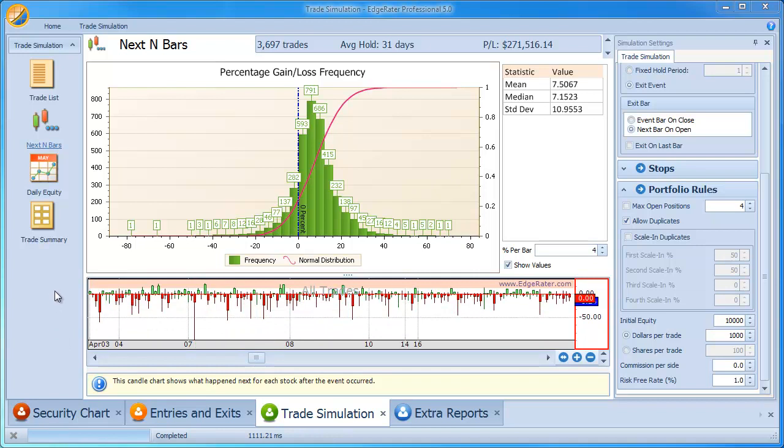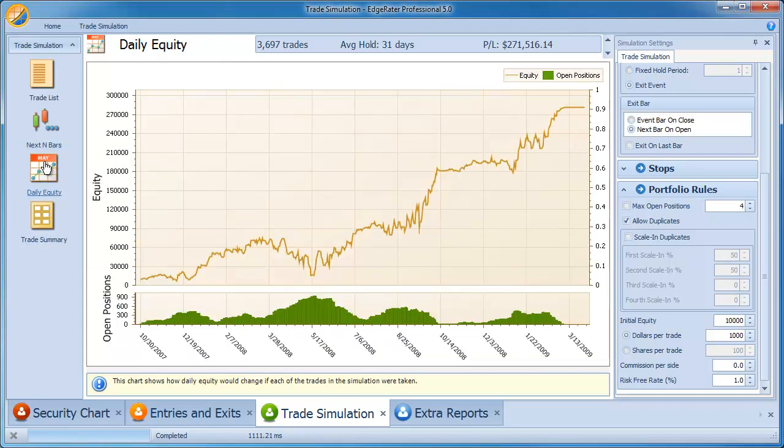Moving on to the next report, the daily equity chart shows how the portfolio performed over the life of the trade simulation, and we were going from bottom left to upper right, so that looks quite nice. But we see that there was a fairly large drawdown around March through to May of 2008. The lower part of this chart shows the number of open positions that were held during that period of time. So we can see that there were 900 positions held open in May of 2008.